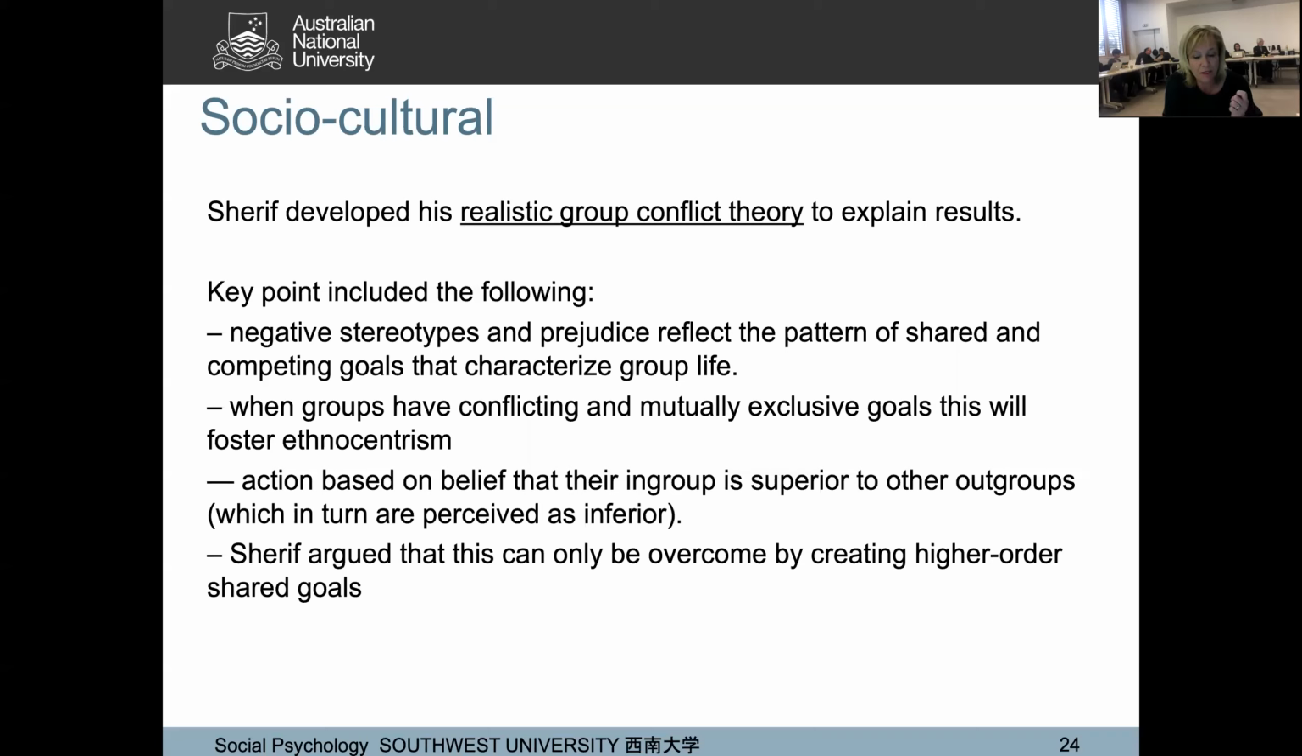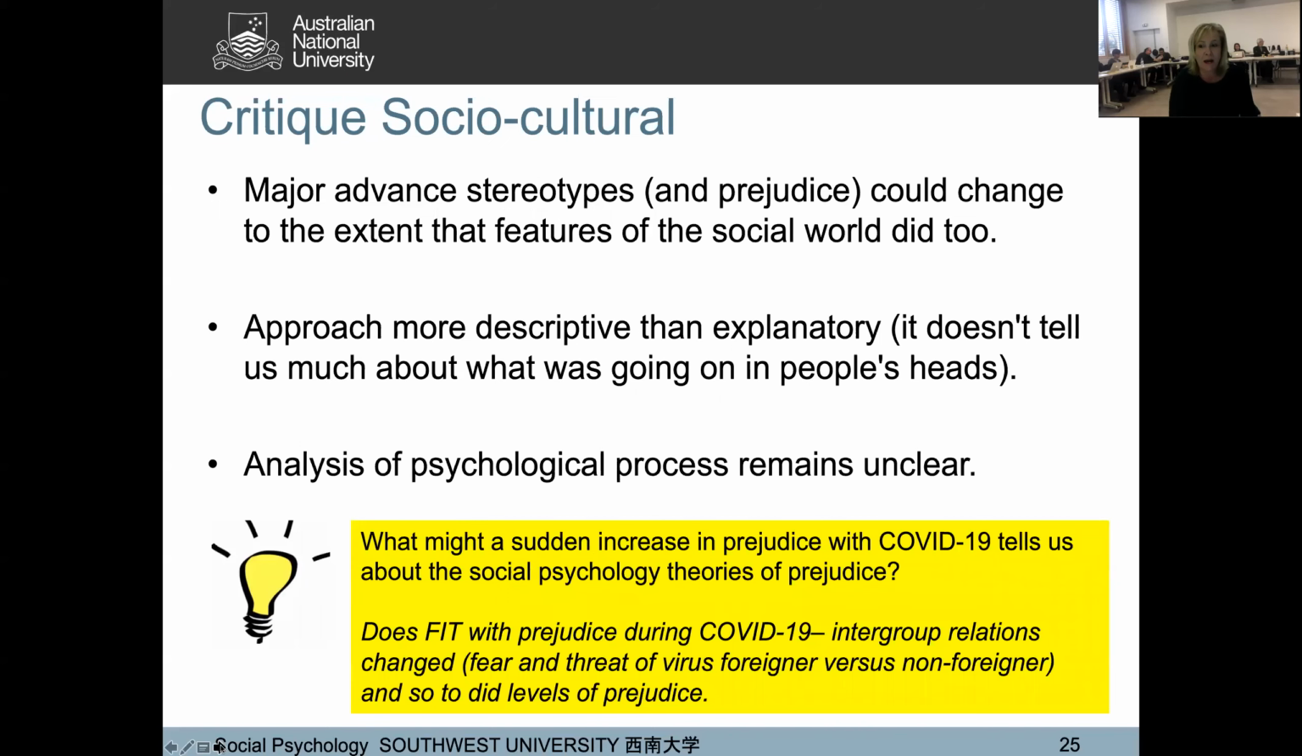So when there were things that both groups were motivated to try and achieve, they worked together and cooperation emerged as a result. So we can see these are the key elements of realistic group conflict theory. And what we see with this approach is that it does represent a major advance because it tells us that if features of the social world change, the way in which groups relate to one another change, so too will stereotyping and prejudice.